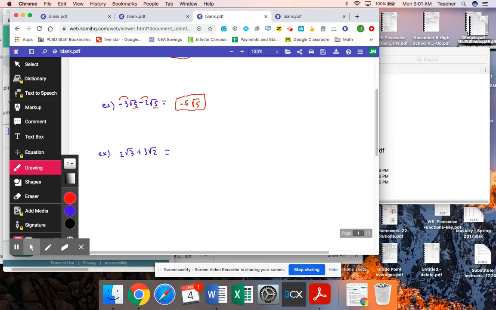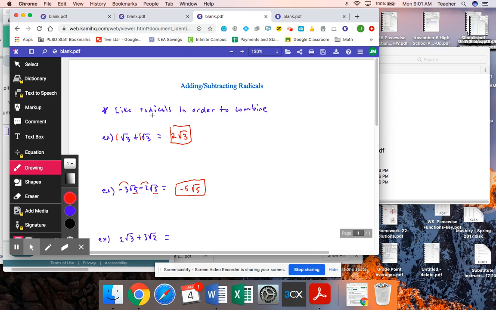Notice I'm not saying that this is negative 5 times the square root of 10. I don't add these two. They are just like these were x's. If I said negative 3x minus 2x, for example, you would tell me that that's negative 5x. Same idea here. All right, I'm going to erase that because I don't want you to think that those are the same exact problems. I'm just saying that you should treat radicals like you treat variables in the sense that you need like radicals in order to combine.